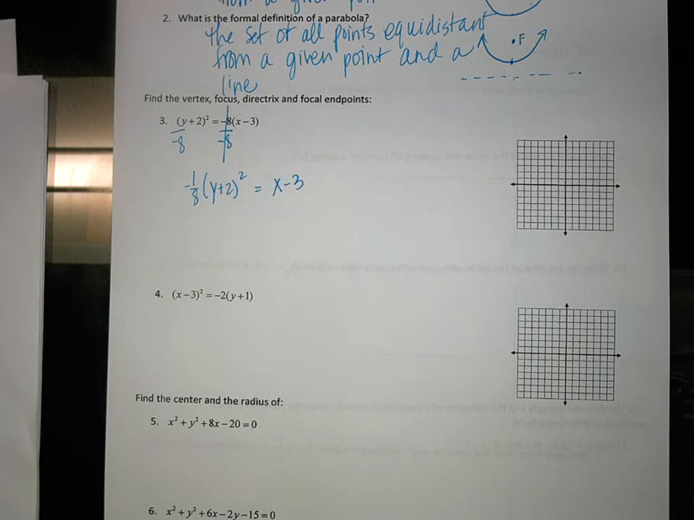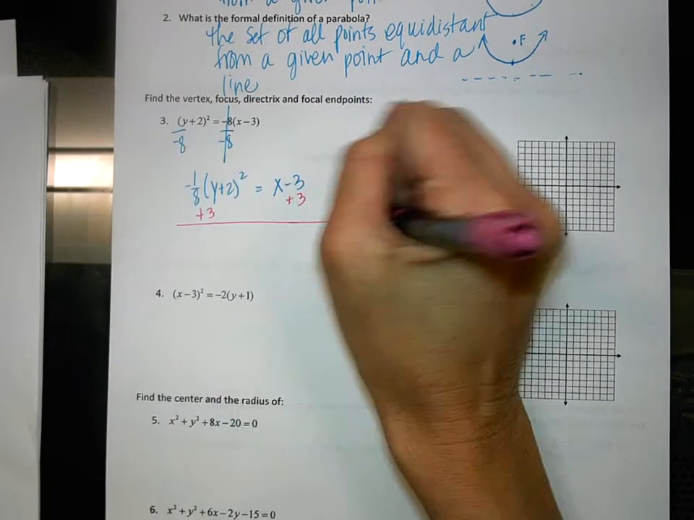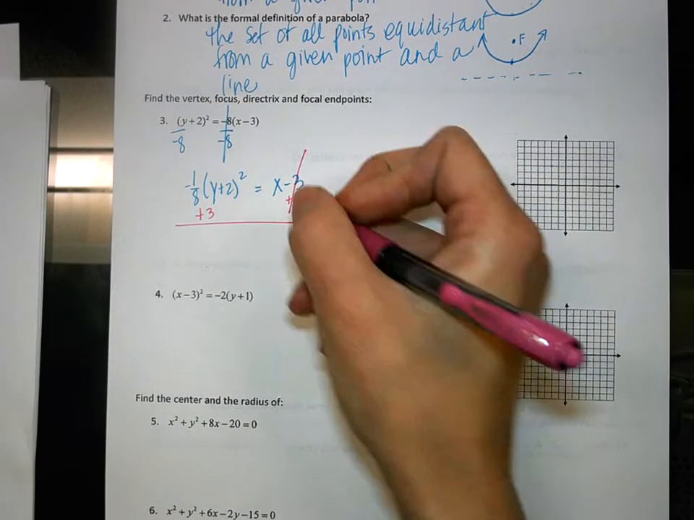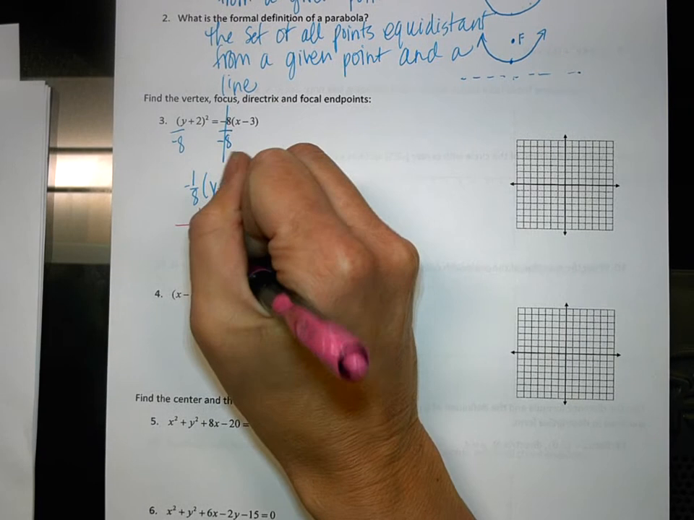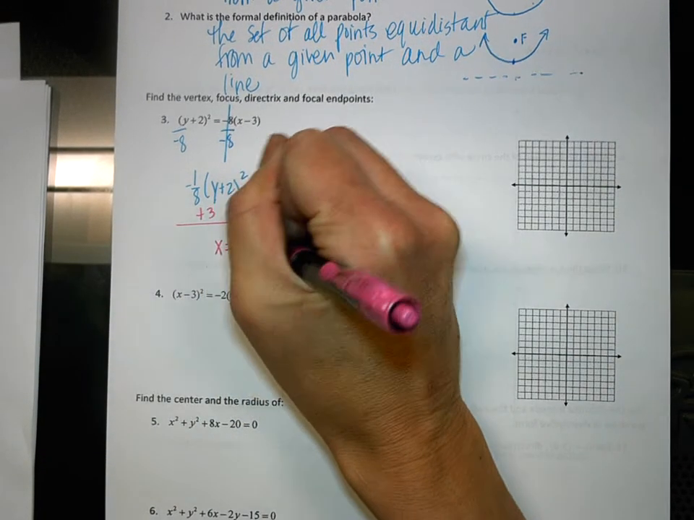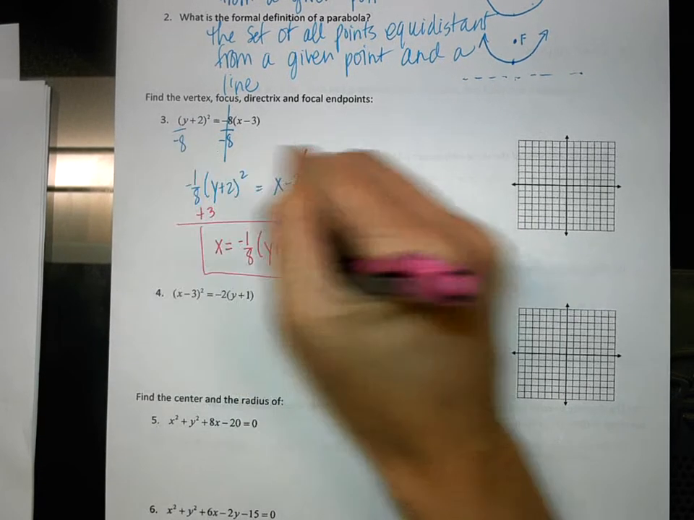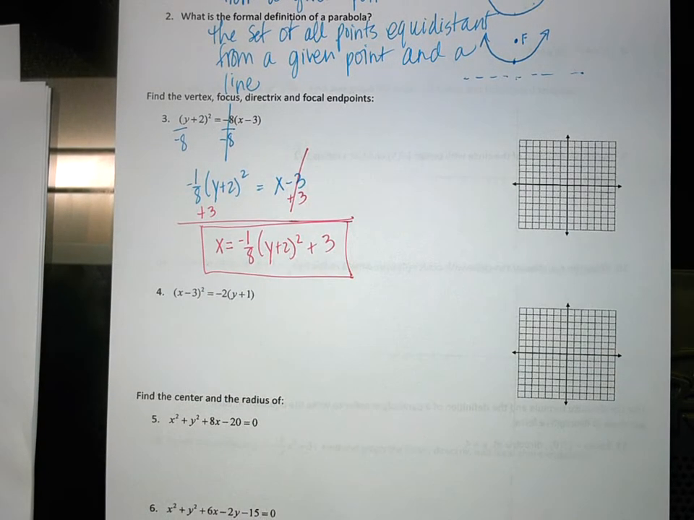When you only have one squared term, you want to get the term that isn't squared by itself. And so I want to get x by itself, and I would do that by adding 3 to both sides. Now that I have x by itself, I'm going to flip this around, and we'll write this as x = -1/8 (y + 2)² + 3. And so this is my equation.